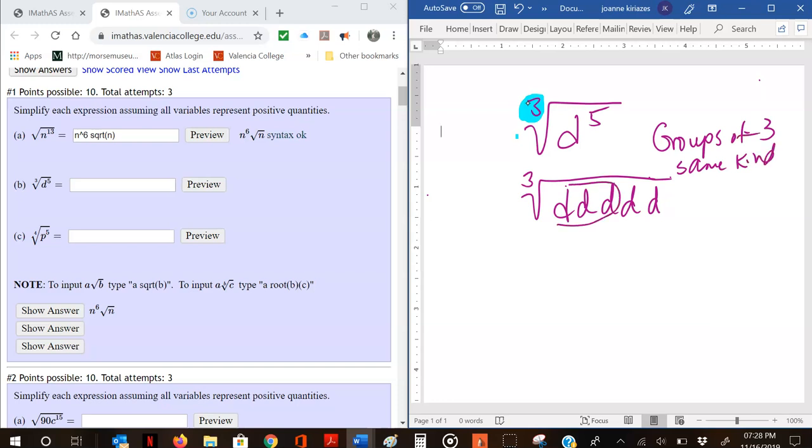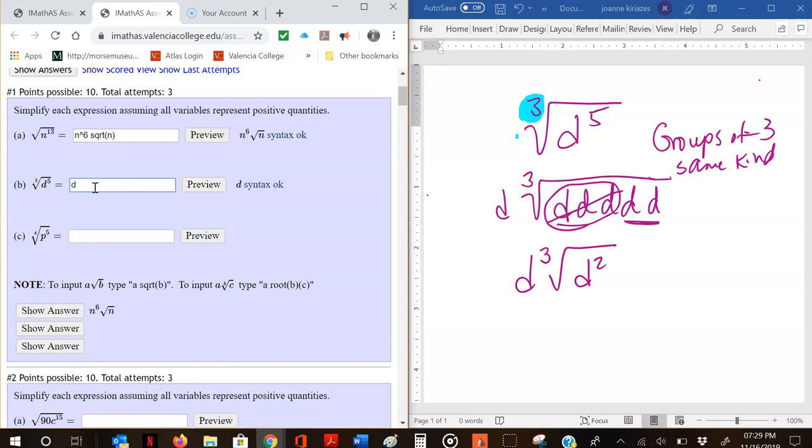So I have 3 Ds here. I don't have 3 Ds and another set of 3 Ds. Those are just 2, so I can't circle them. When I have a group circled, one member comes out and the rest get thrown away. So I'm left with D cube root of D squared because I have 2 Ds underneath the radical. Okay? And if you're going to put this into iMathAS, you're going to say D and then a space.